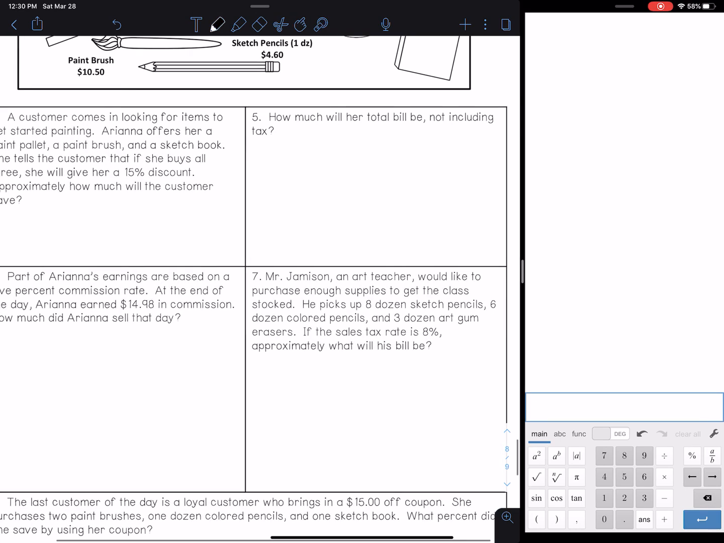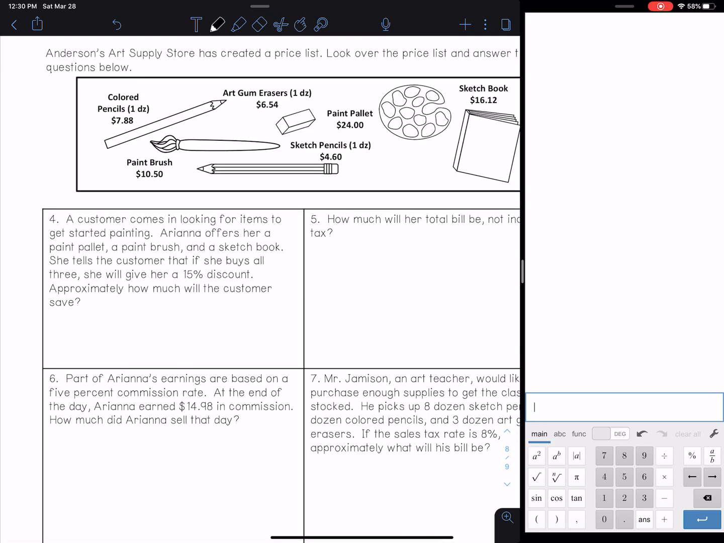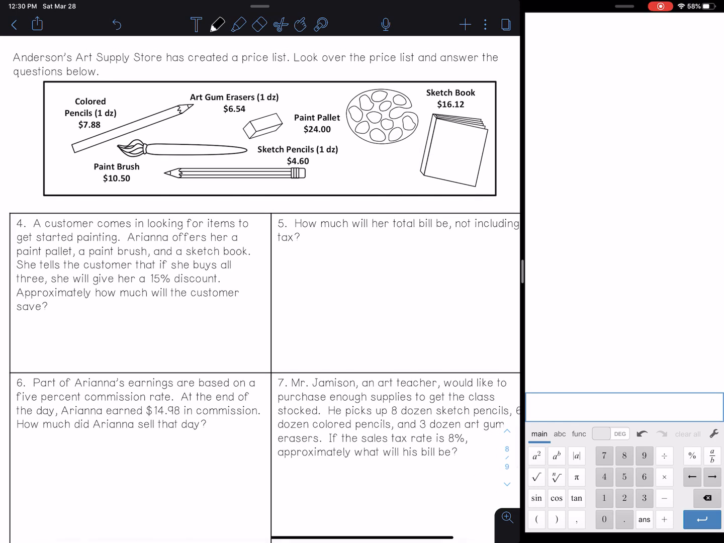So the first question says, a customer comes in looking for items to get started painting. Ariana offers her a paint palette, so one of these bad boys, a sketchbook, and then a paintbrush. So she tells the customer that if she buys all three, she will give her a 15% discount. Approximately how much will she save?